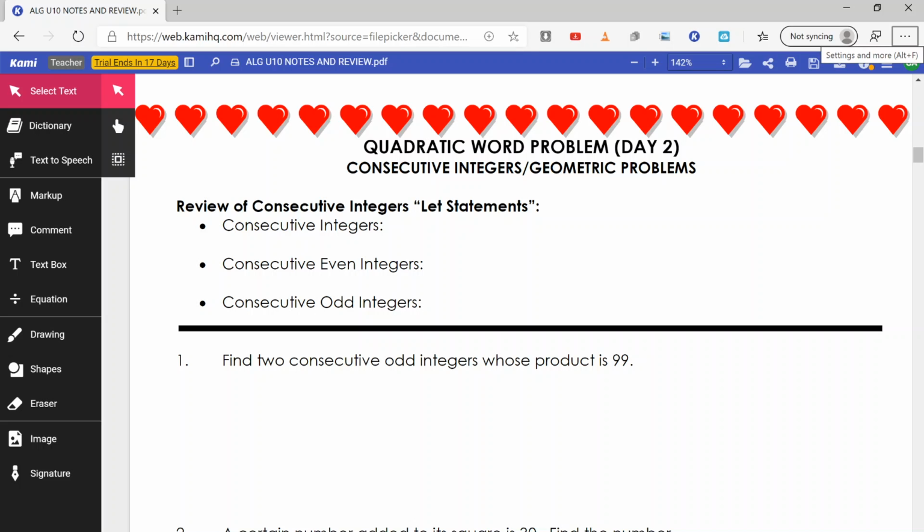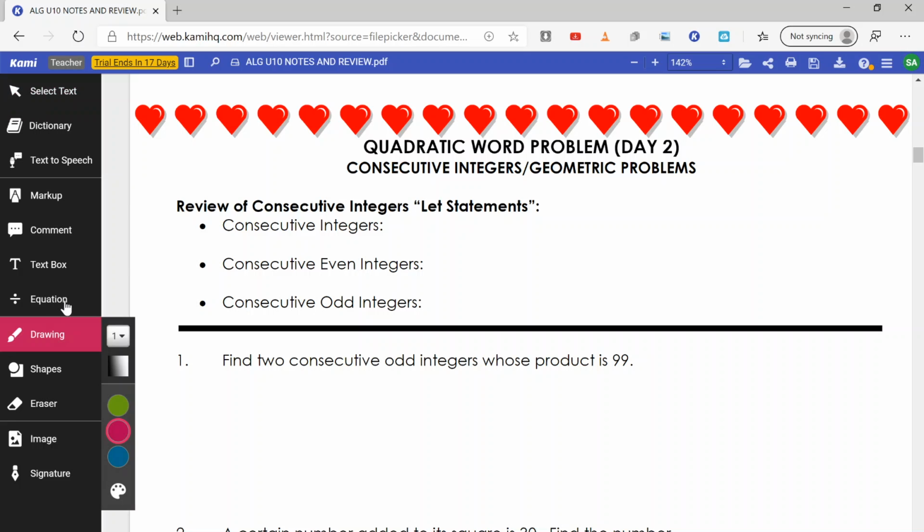We're going to look at quadratic word problems, specifically consecutive integers. A consecutive integer is like 1, 2, 3, 4, or 10, 11, 12, 13, numbers that go in a specific order. And we can have consecutive integers, consecutive even, or consecutive odd. So we're used to seeing consecutive integers like 1, 2, 3, 4, etc.